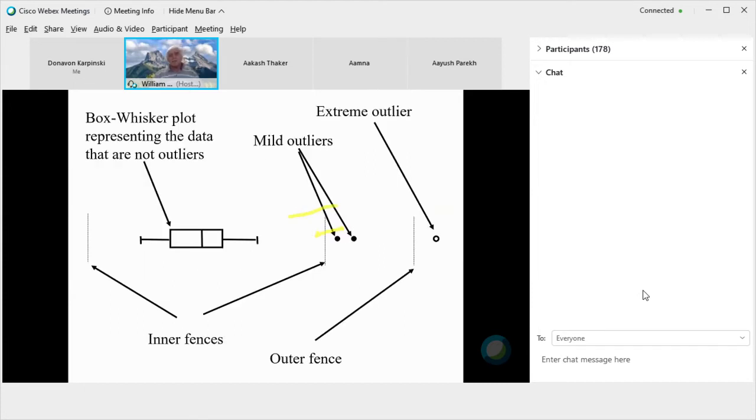The box plot should look something like that. Usually you don't draw the fences in the box plot. You just plot the outliers individually. And then the box and whisker plot is representing the major part of the data.